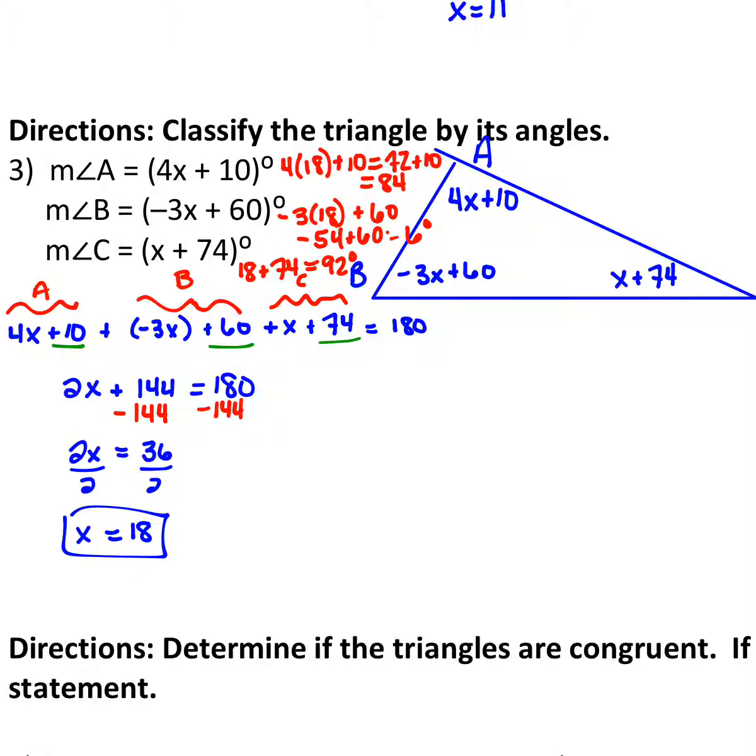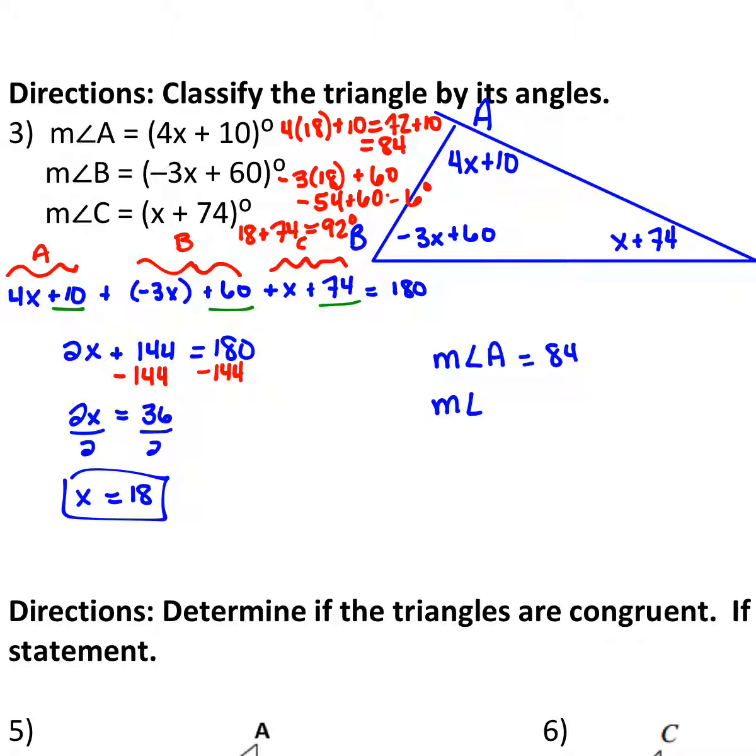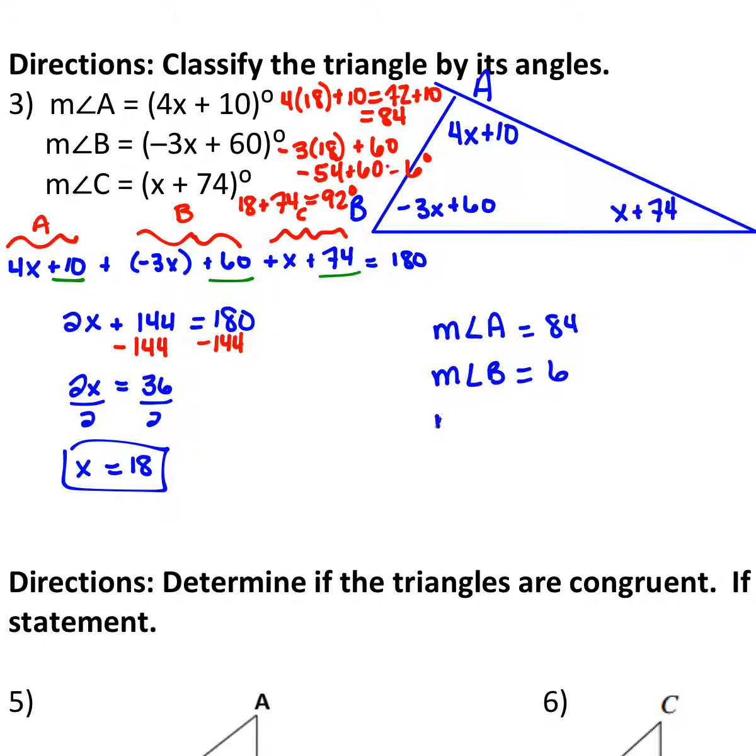So if I'm classifying this by its angles, what is my largest angle? So let's write it down here to help us out. A was 84. B was 6. And C is 92.